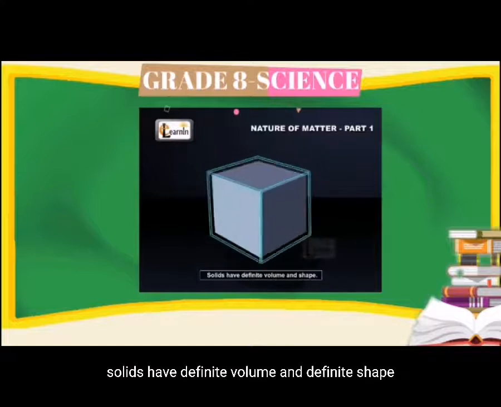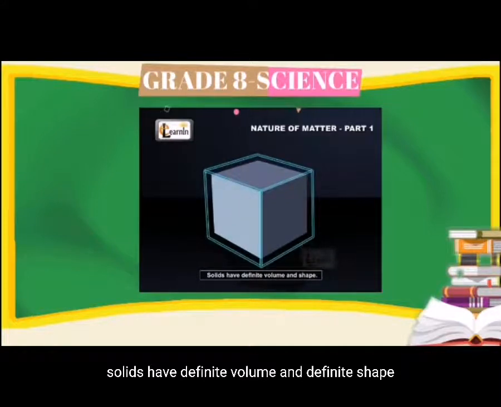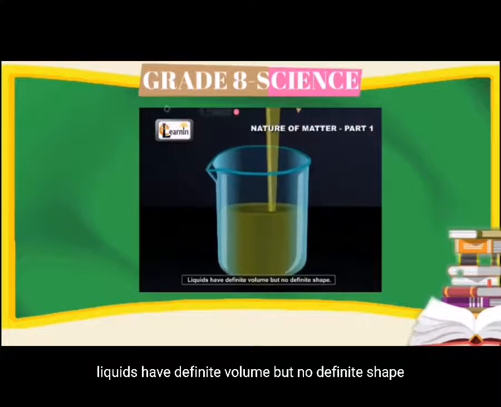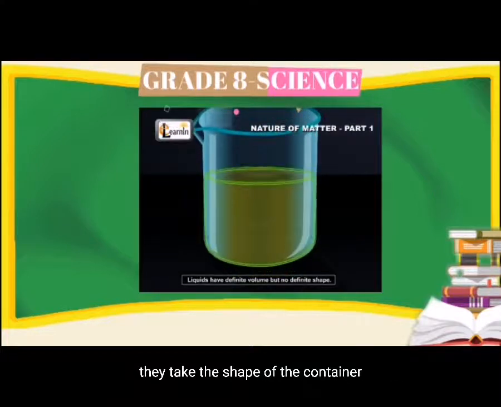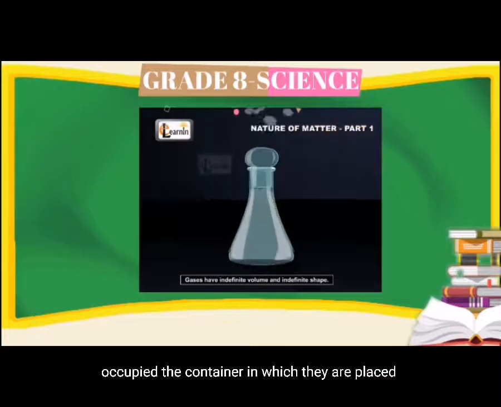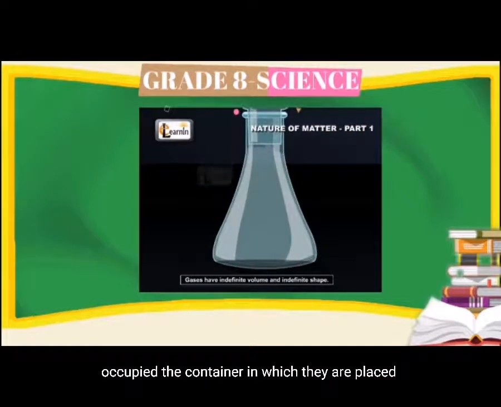Solids have definite volume and definite shape. Liquids have definite volume but no definite shape. They take the shape of the container in which they are placed. Gases have neither definite volume nor definite shape. They completely occupy the container in which they are placed.